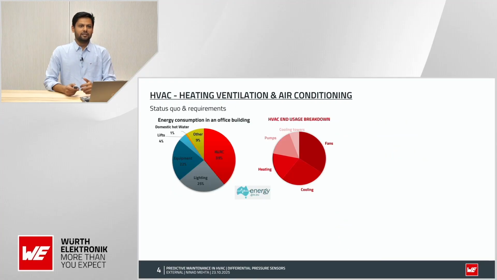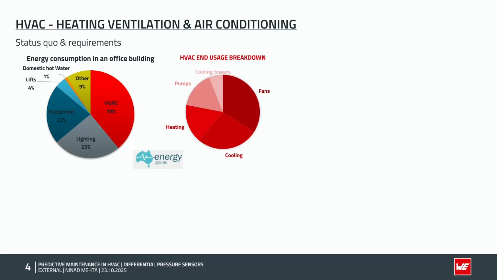There is an interesting piece of information from the Australian government from around 5 to 7 years ago, which shows that HVAC systems contribute more or less 40% of the overall energy consumption in an office building. And if you look into HVAC systems, what consumes most of the energy is the fans, heating and cooling units. So it is very important that we make these systems much more efficient and monitor the parameters.